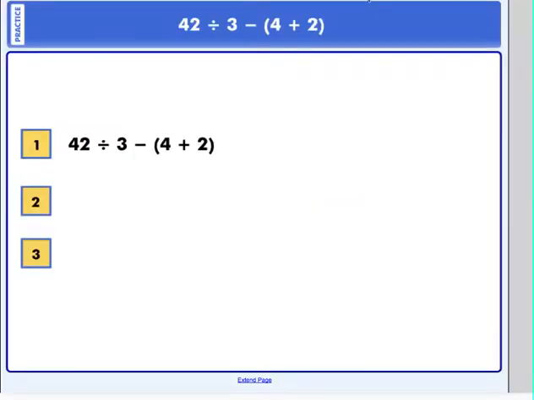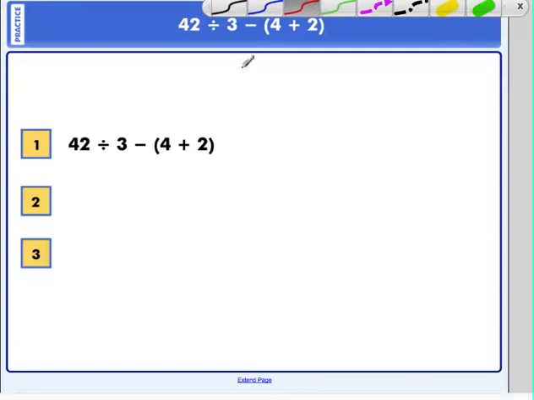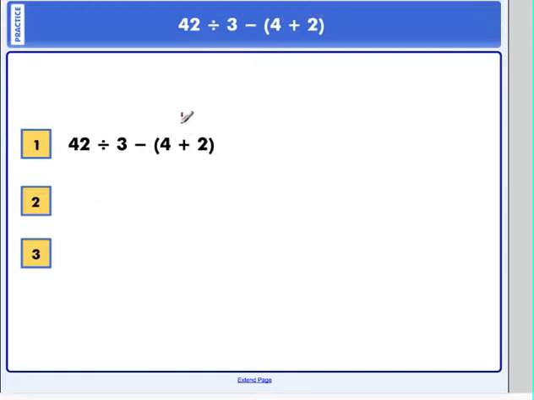Now let's take this problem as an example. Okay, we've got 42 divided by 3 minus 4 plus 2. And our 4 plus 2 is in parentheses. Well, we follow the order of operations all the time. So we need to do the parentheses part first. Okay, so 4 plus 2 is 6. So that part needs to get solved first.